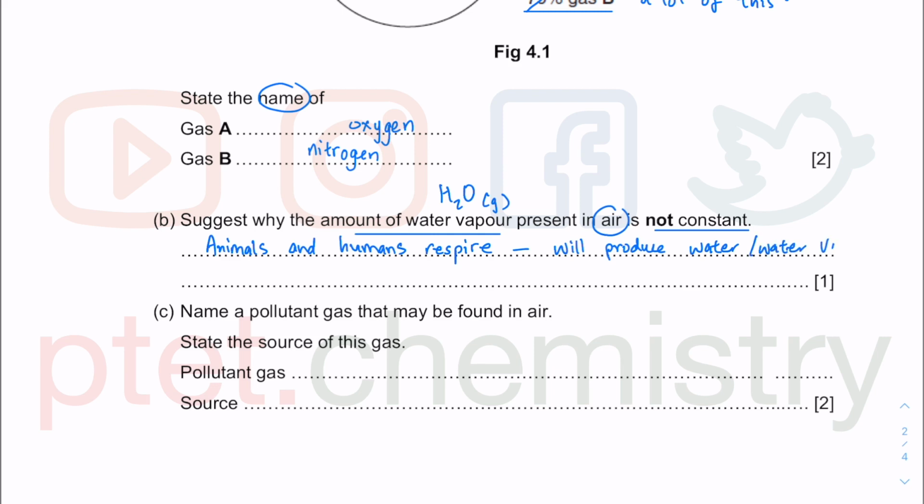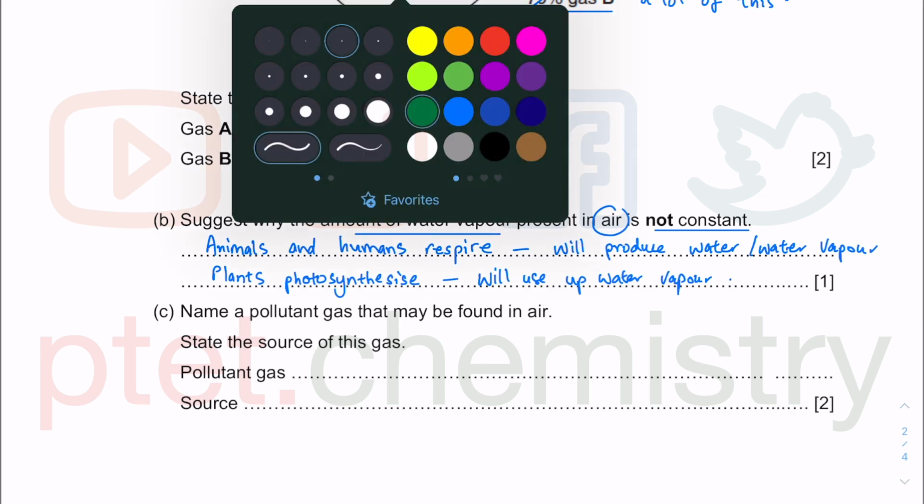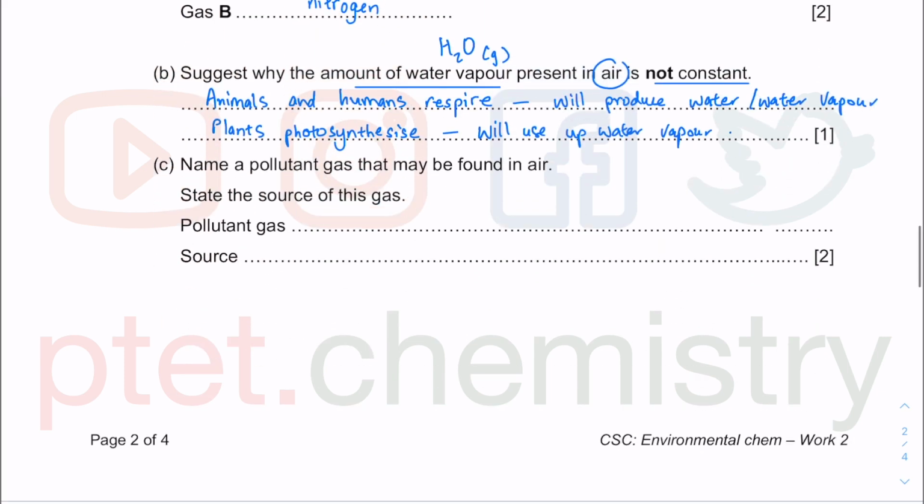But then we also know that plants will do photosynthesis. So plants are living things as well. And when they do photosynthesis, they will use water vapor. They will use up water vapor, and they will combine that with carbon dioxide to produce sugar, and also the other one, oxygen gas, which we breathe in. That is the very reason why water vapor in the air is not constant, because we produce them, they get used up by the plants, but depending on how much plants you have in the atmosphere around you, you could have more or less water vapor in the air composition.